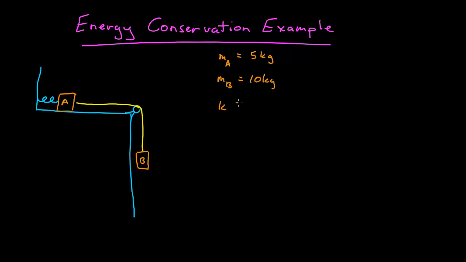Our spring constant is equal to 200 newtons per meter. And we're going to say that the system is released where the spring is unstretched. And we want to know how fast is block A moving after it has fallen half a meter. What is the velocity of block A?